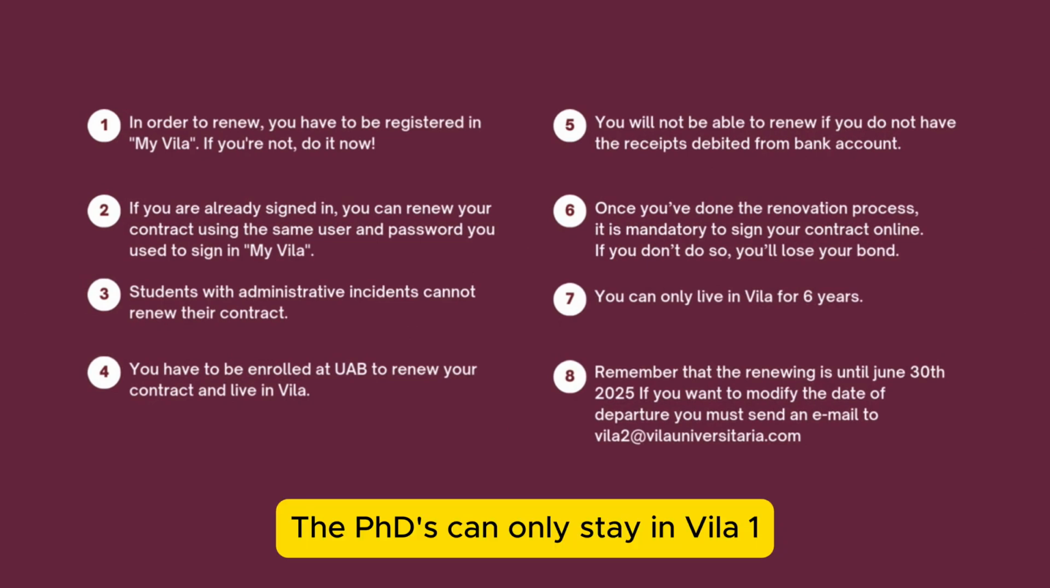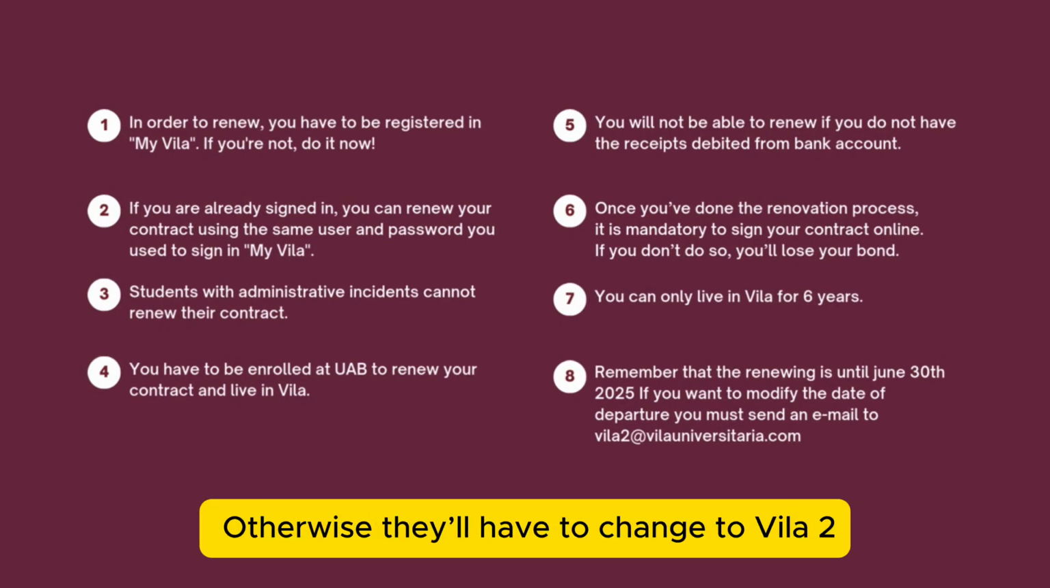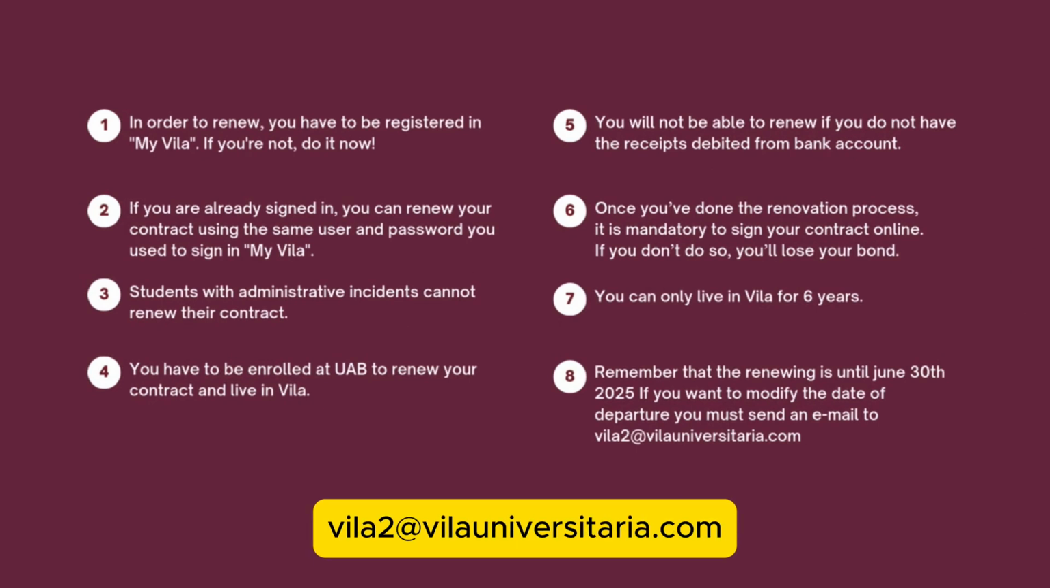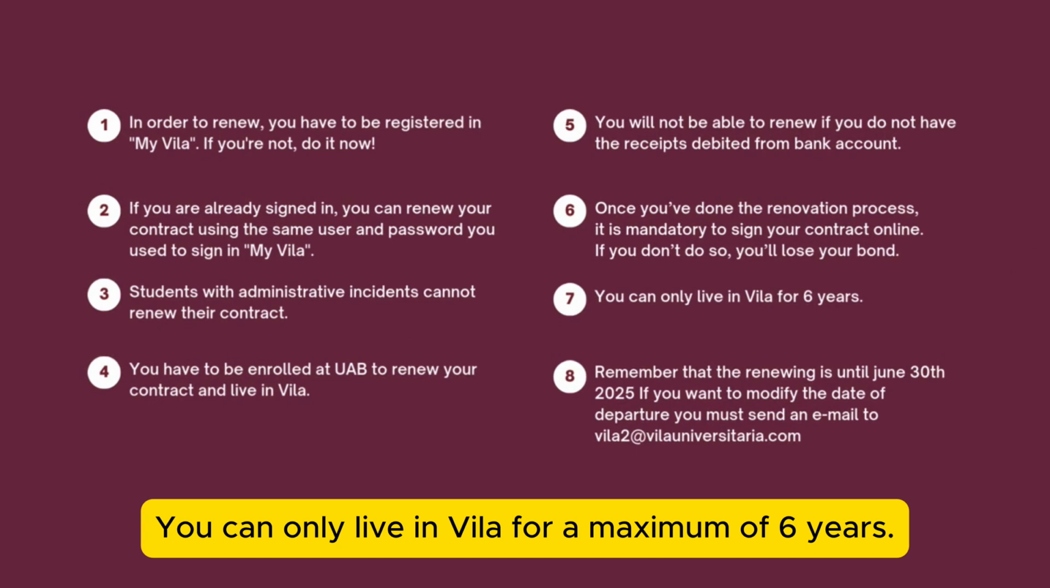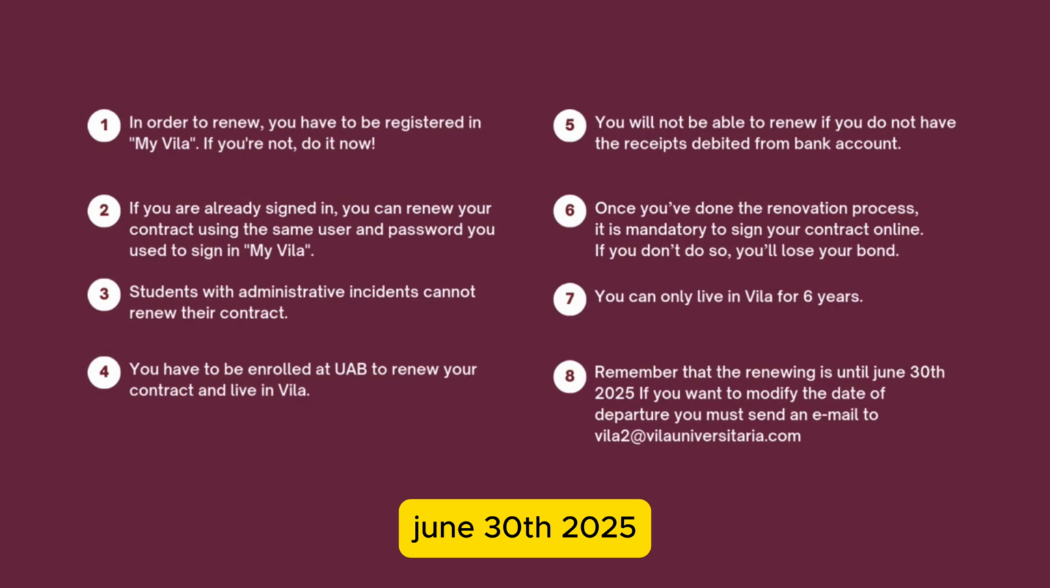The PhDs can only stay in Vila 1 if they renew in the same apartment. Otherwise, they'll have to change to Vila 2. More information in Vila 2 at vilauniversitaria.com. You can only live in Vila for a maximum of 6 years. Remember that the renewing is until June 30th, 2025.